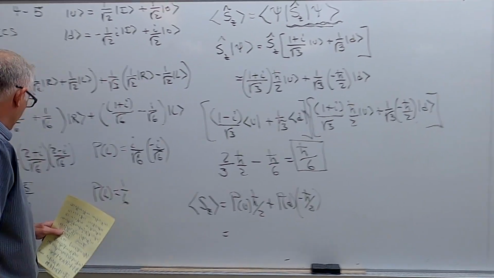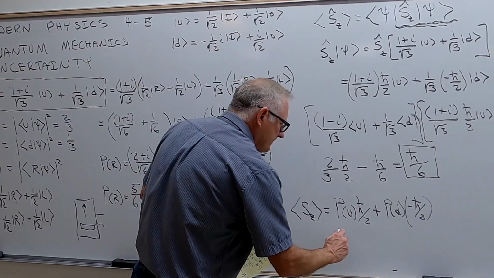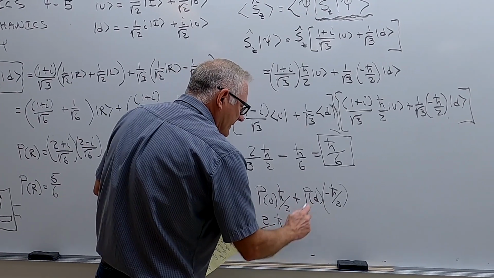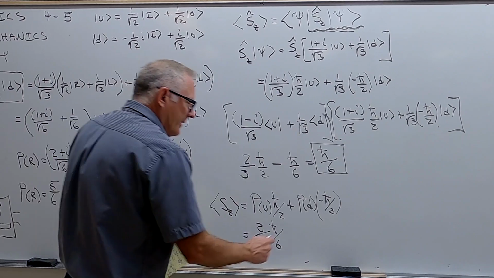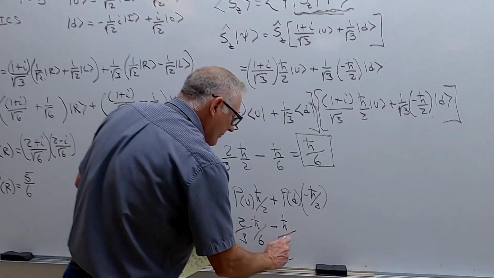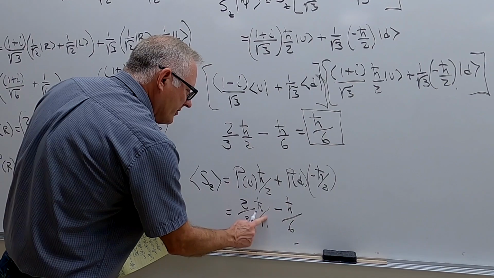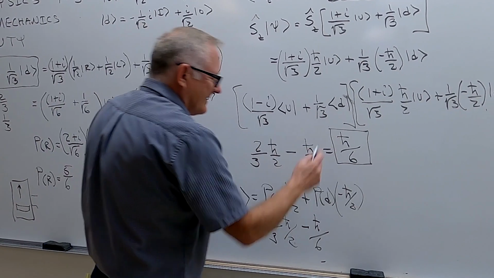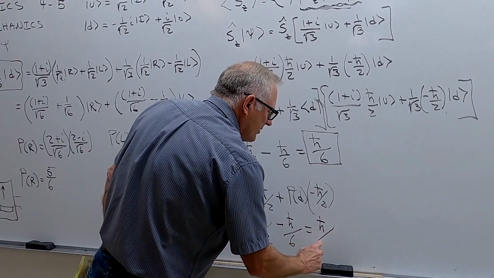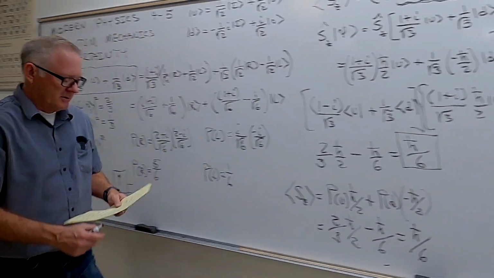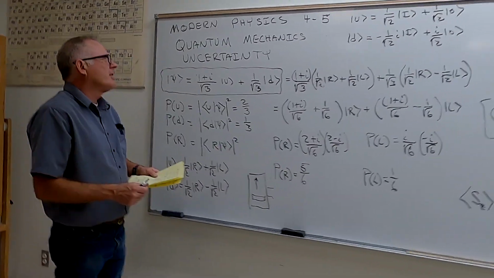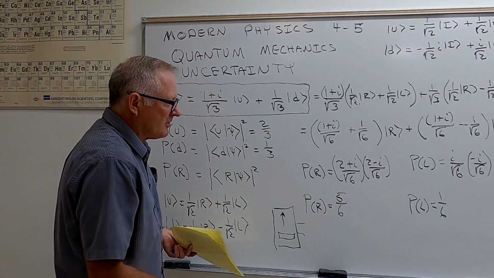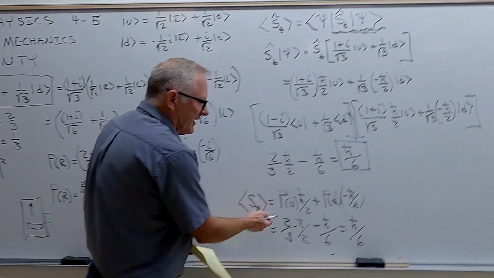Because the probability of up was 2/3 times h bar over 2, and then the probability of down was 1/3, so this is minus h bar over 6. So you got 2 h bar over 6 minus h bar over 6, which is h bar over 6. So pretty soon you might just do it this way. It's so much simpler. Okay. We could have calculated the average of S sub y and S sub x. We could have done that also.